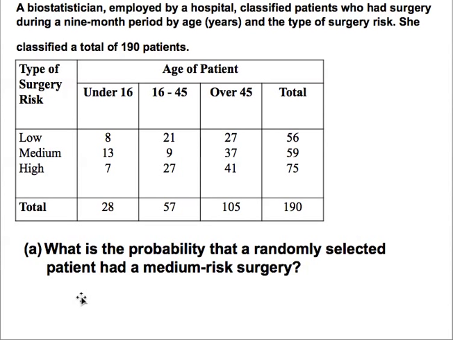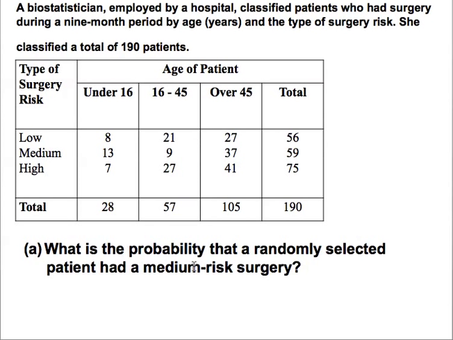A biostatistician employed by a hospital classified patients who had surgery during a 9-month period by age, in terms of years, and the type of surgery risk. She classified a total of 190 patients. So this shows that there were 8 patients who were under the age of 16 and had low-risk surgery. There were 21 patients between 16 and 45 who had low-risk surgery. Another example here would be 41 patients who were over 45 and had high-risk surgery.